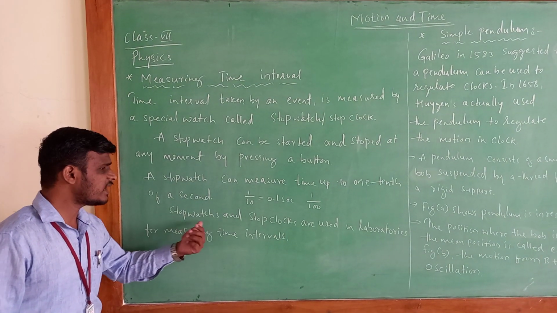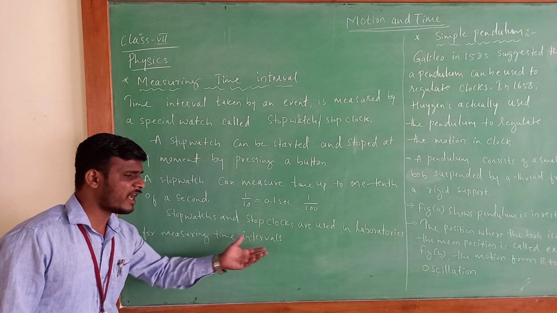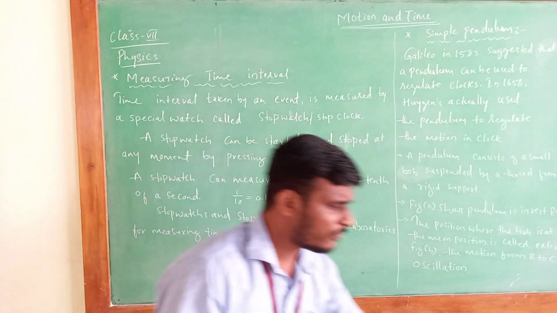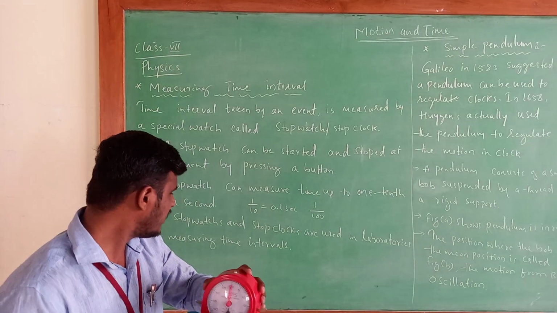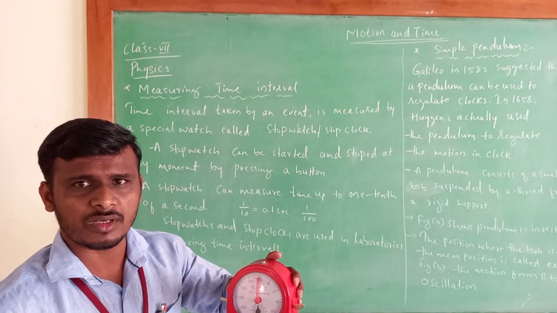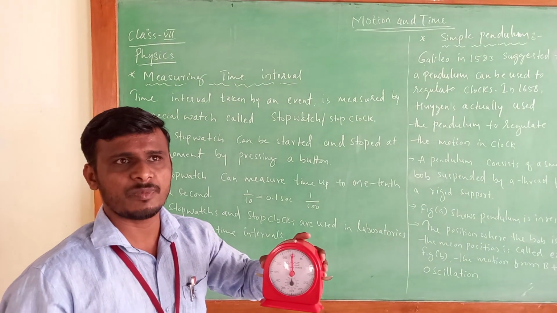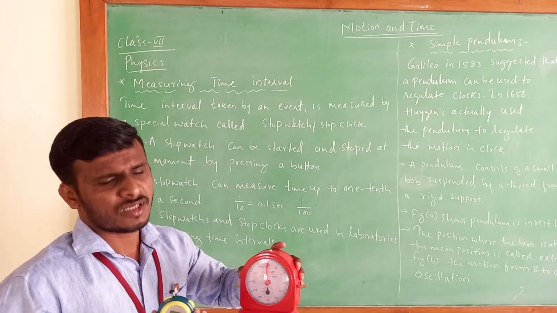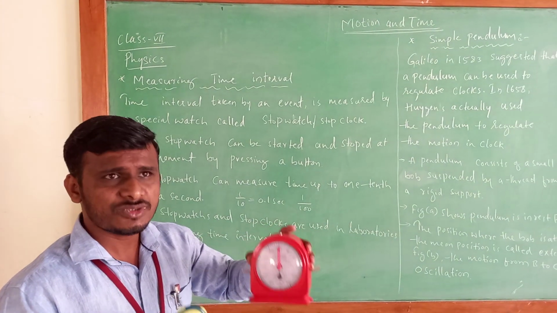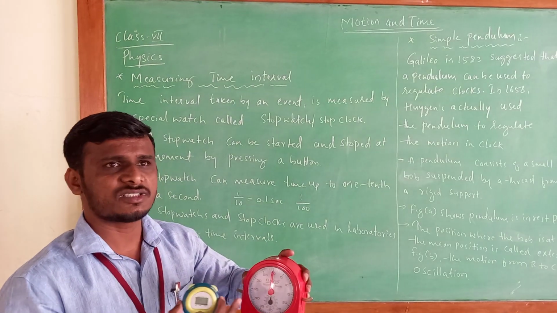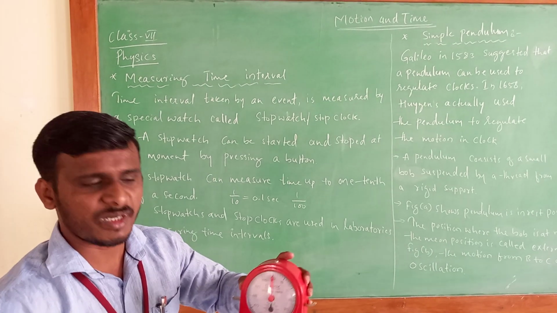Stopwatches and stop clocks are used in the laboratory for measuring time intervals. This is the stopwatch and this is the stop clock. If we are performing an experiment, we use these two instruments to measure how much time it takes to complete that experiment. That can be recorded by the stop clock or the stopwatch. That's why these are special devices to measure time intervals.